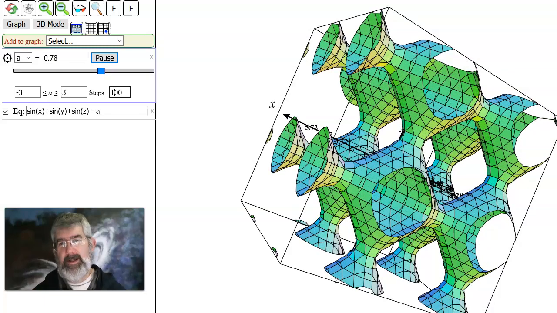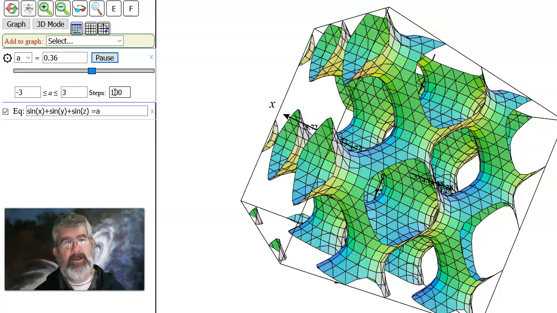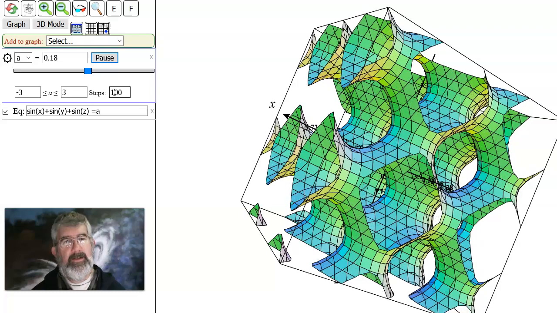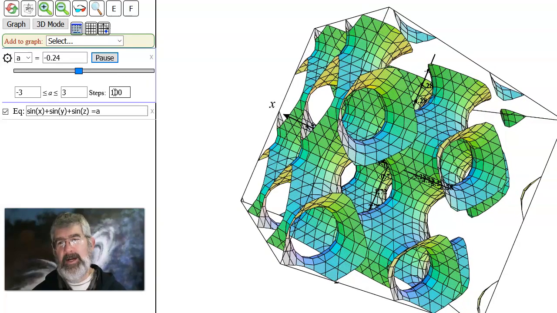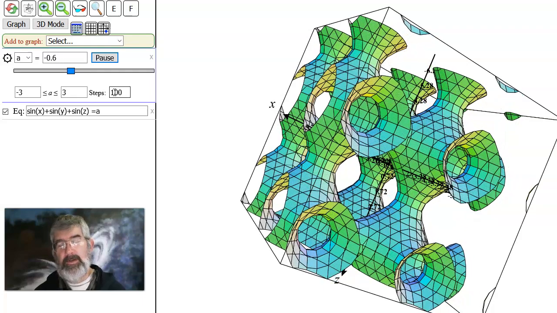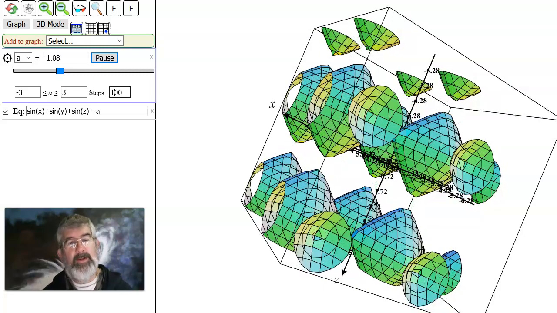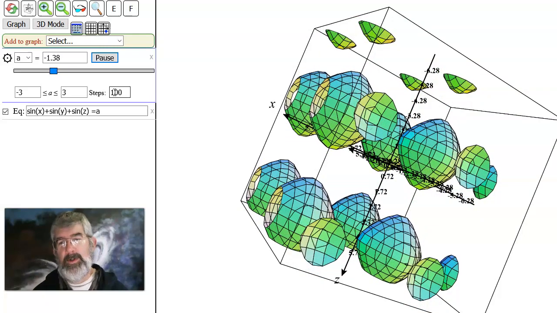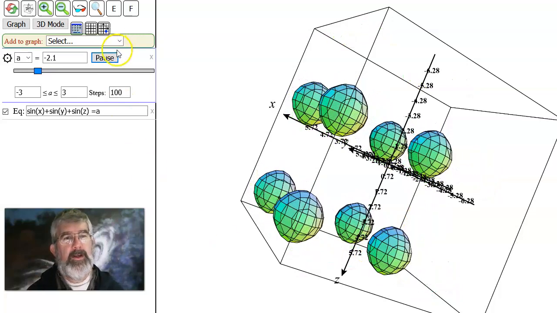Right. And now we get into the middle, right, where's the middle? Right there, right? And now we're getting down to the bottom part, and you can see all the different slices of that. This is CalcPlot 3D.